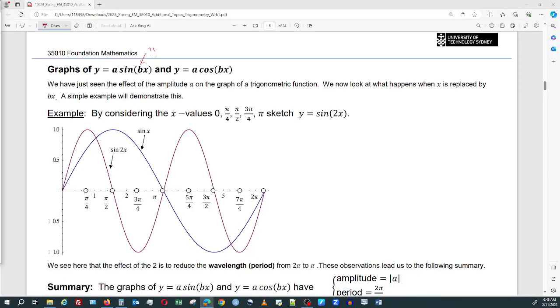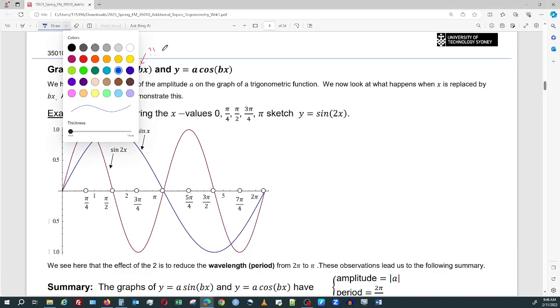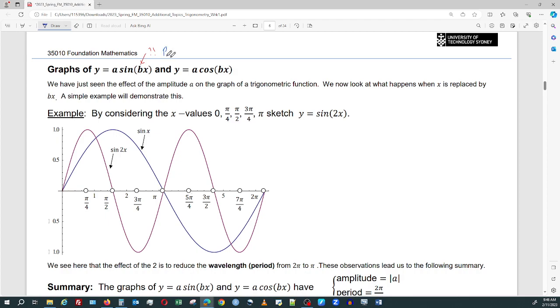Okay, welcome back. So now we've got an important idea of what happens when we are dealing with this coefficient, and this refers to the period. So we're going to reference this as the period, and the period will change depending on what the coefficient is.